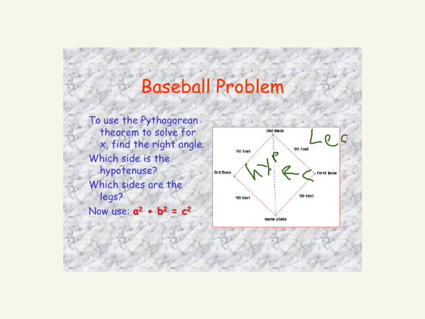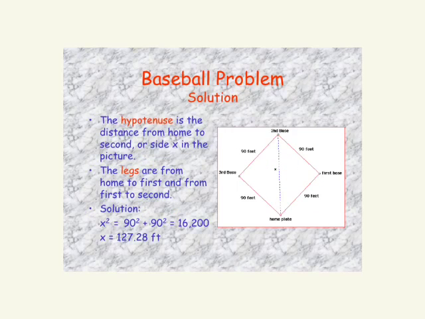And the base path between first and second and home to first would be the legs. Let's go ahead and talk about how to solve this then. Since we know that the hypotenuse is the distance from home to second, we're going to call the hypotenuse the unknown. The legs are from home to first and from first to second.